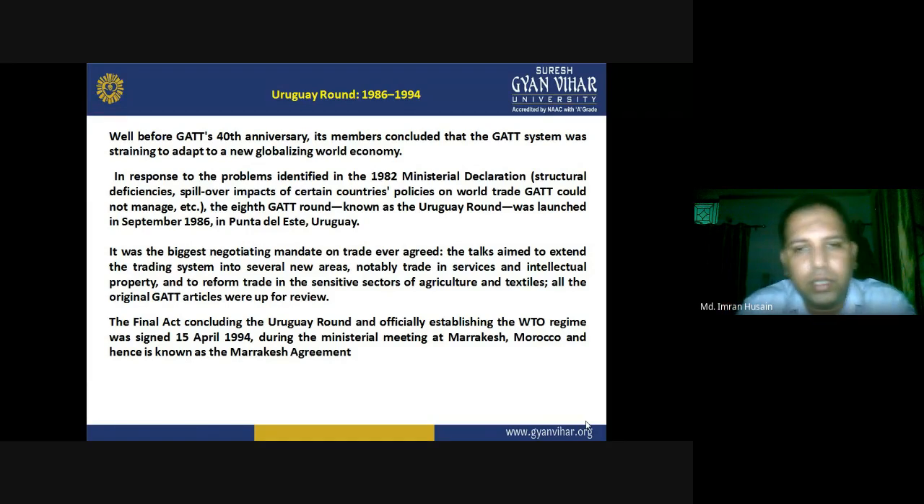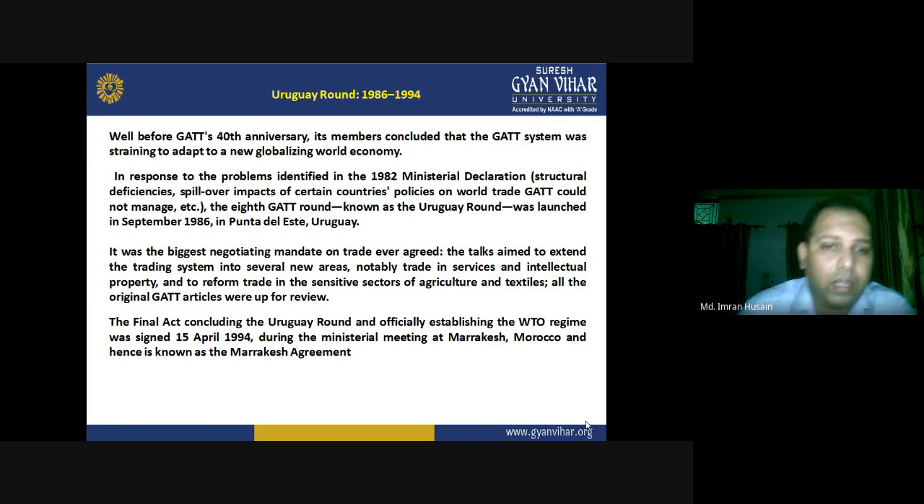The eighth GATT round, known as the Uruguay Round, was launched in September 1986 in Punta del Este, Uruguay. It was the biggest negotiating mandate on trade ever agreed. The talks aimed to extend the trading system into several new areas, notably trade in services and intellectual property, and to reform trade in the sensitive sectors of agriculture and textiles. All the original GATT articles were up for review.